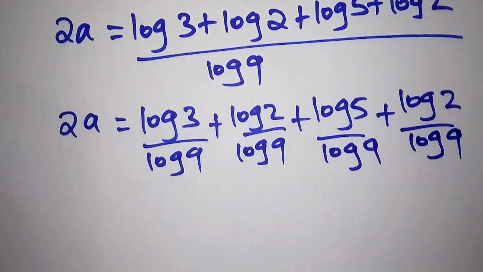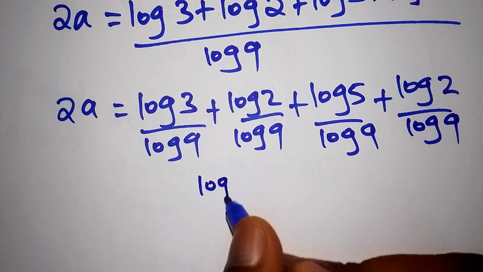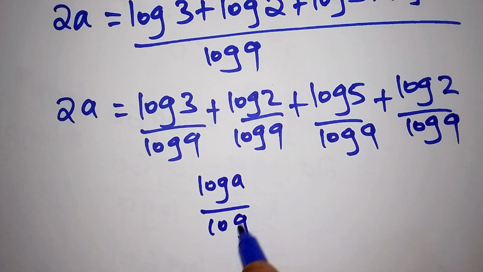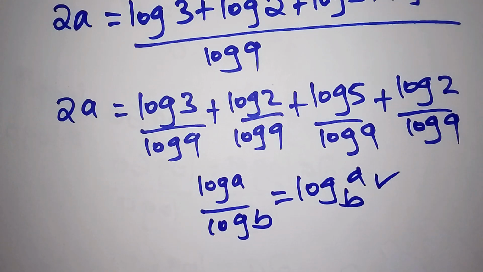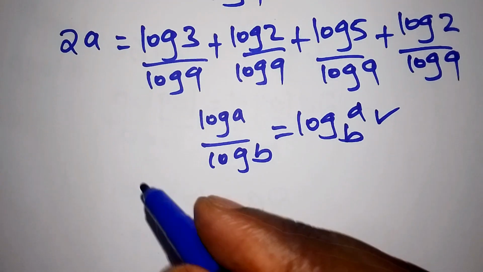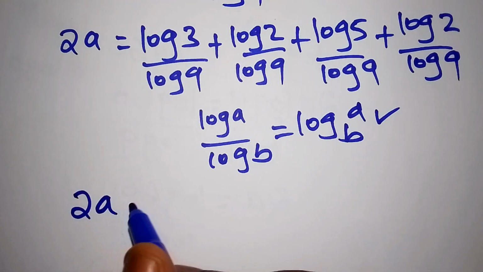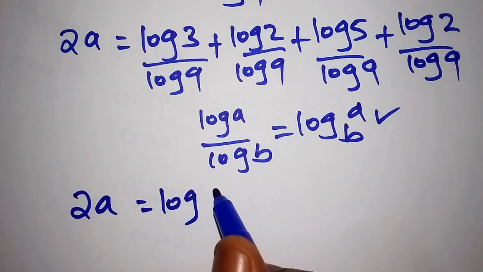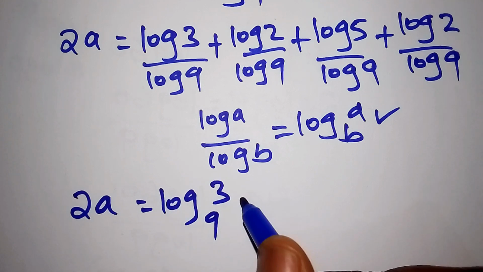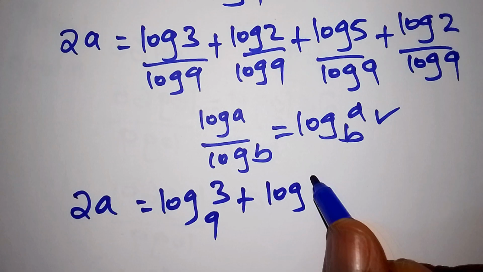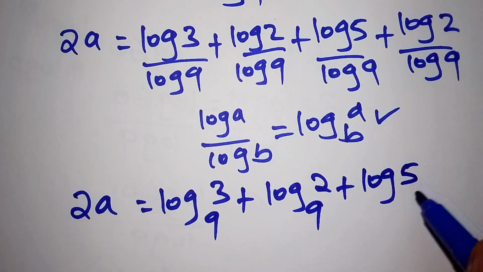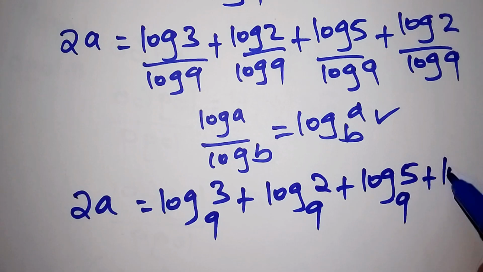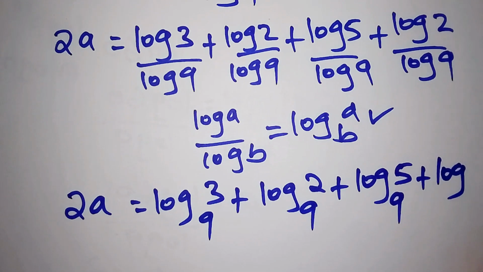Assuming that we have the log of a all over the log of b, according to the law of exponents, this can be written as the log of a to the base of b. So when you work it out, we have 2a is equal to the log of 3 to the base of 9, plus the log of 2 to the base of 9, plus the log of 5 to the base of 9, plus the log of 2 to the base of 9.